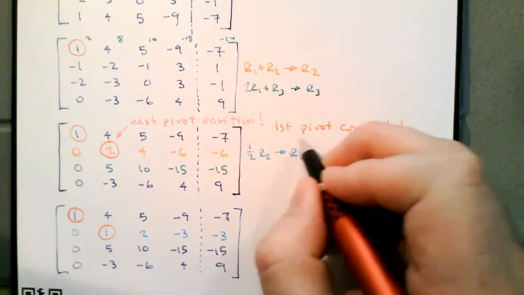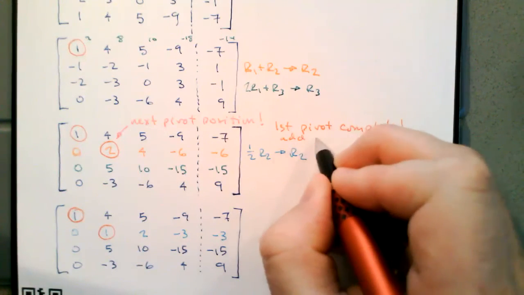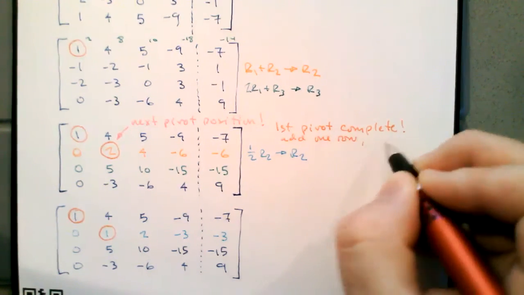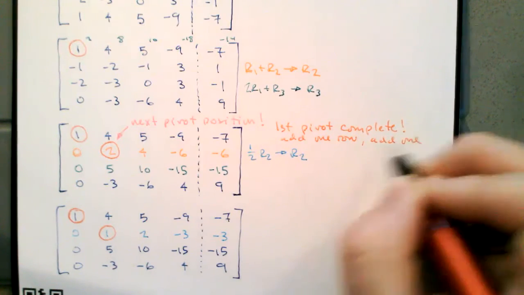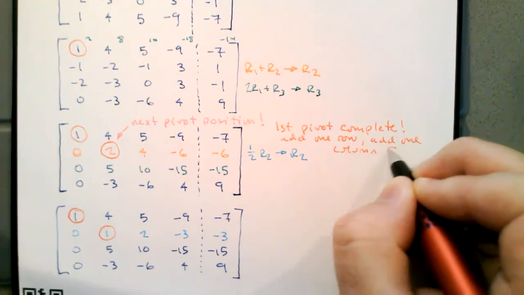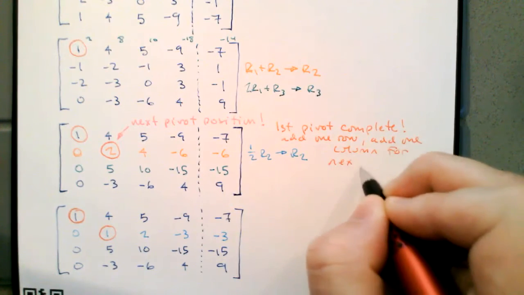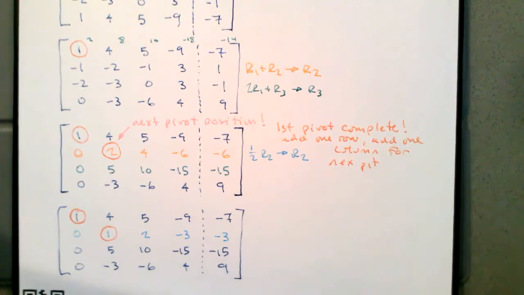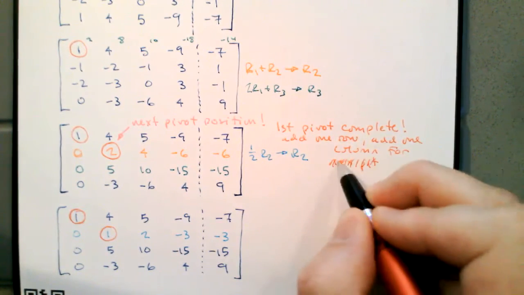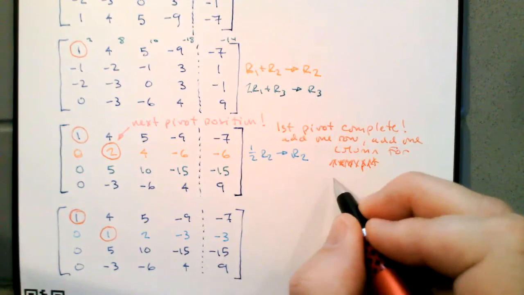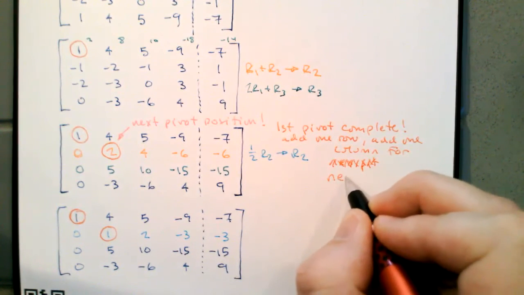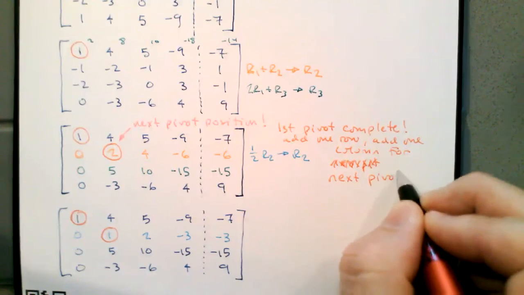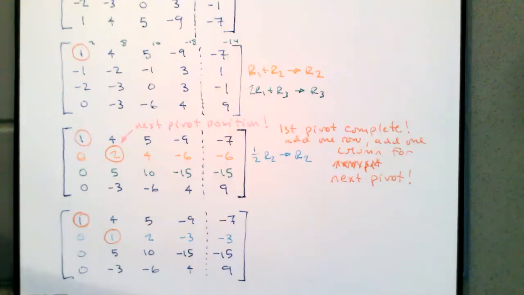So we add one row, add one column for the next pivot. Next pivot, no. So we move over and down, to the right and down, for the next pivot and see if we can pivot there. And in this case, we can.